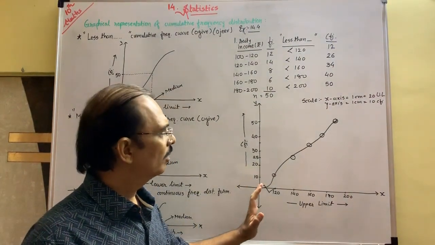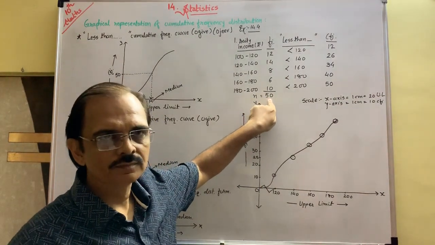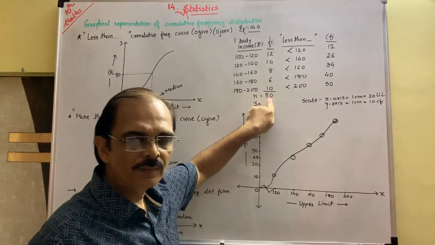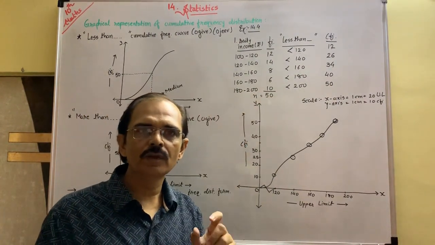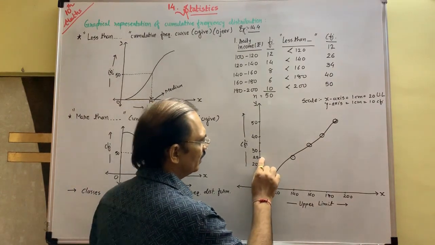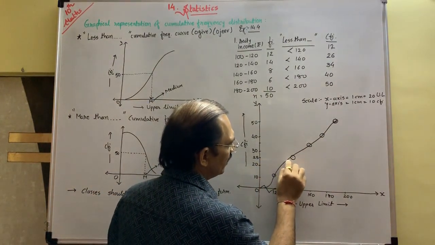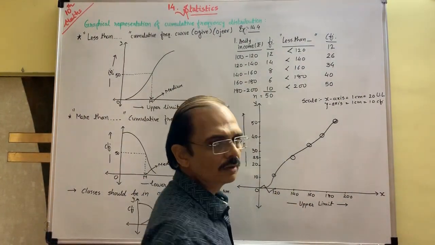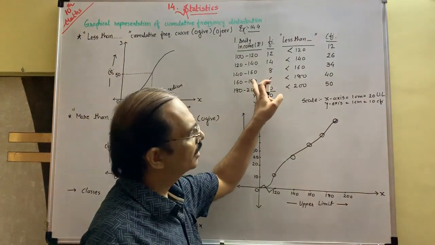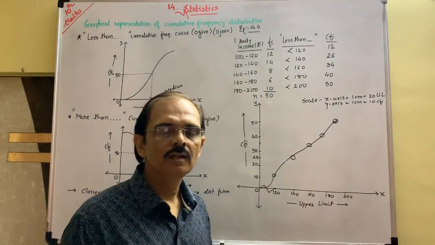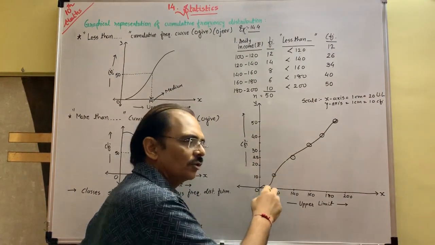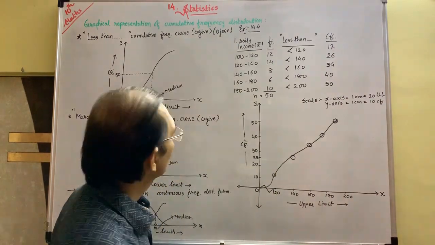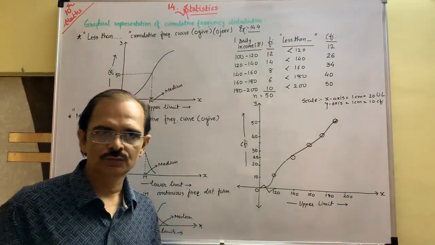You can find the median from this. It is not asked in your question, but I tell you: n is 50, n by 2 means the 25th observation. The 25th observation is here. Draw the parallel which intersects here, and then draw a perpendicular on the x-axis, which gives you the median for the given data. You can find it by graph also, and by the formula method also. So copy it. We will start number 2 after that.